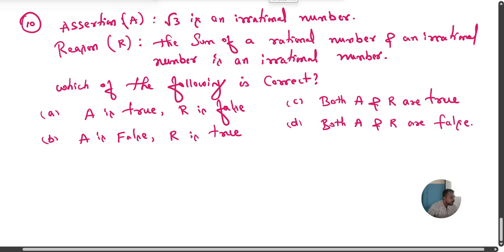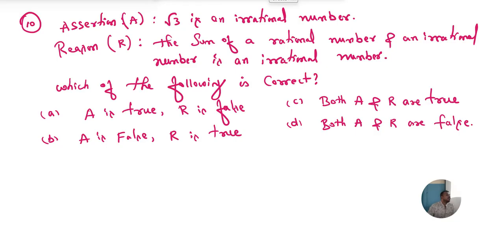Assertion and reason. But assertion reason का मतलब क्या? Assertion and reason are two friends, and they are giving two different opinions. Let's see. What is that? Assertion means friend A. What is he telling? He is telling that root 3 is an irrational number. Will you agree? Root 3 is an irrational number.